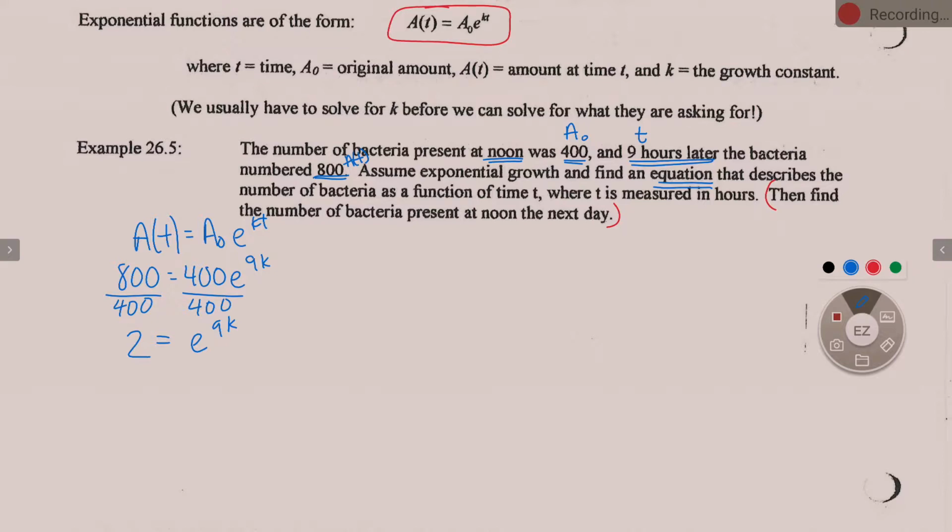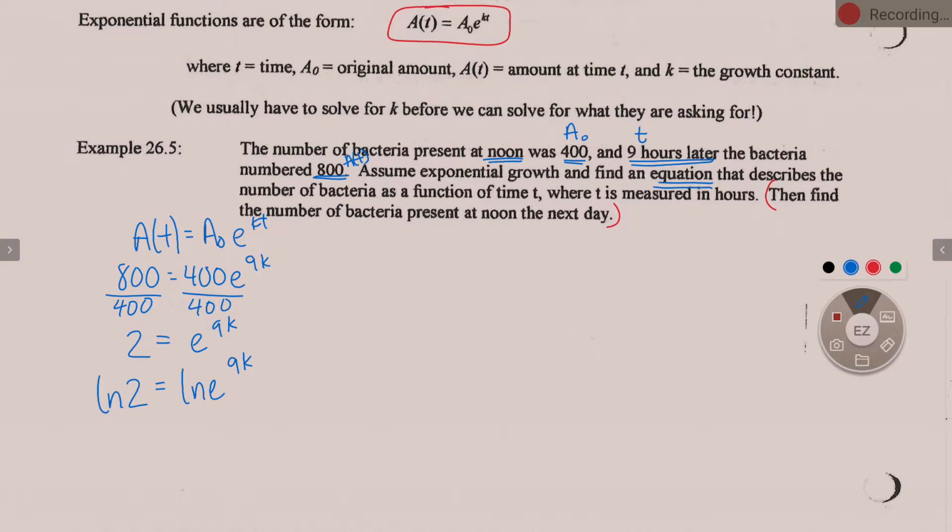Because if we take the natural log of e to the 9K, what we do to one side of the equation, we're going to do to the other side. So then we have the natural log of 2 equals the natural log of e to the 9K. Am I right in saying that the ln and e would cancel on both sides, which is 2 equals 9K, or not? It would be natural log of 2 equals 9K.